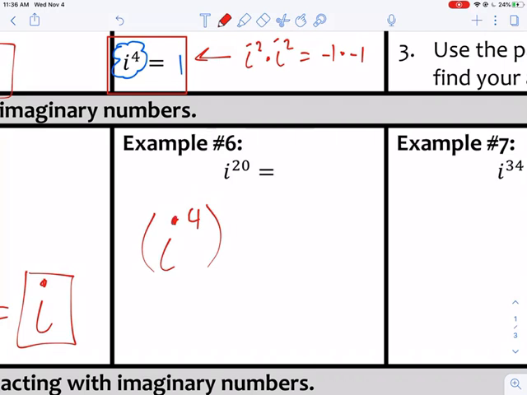I to the fourth power, how many times is 4 going into 20? This one does go in evenly. 4 times 5 is 20. And we don't have any remaining. So again, that just means I'm doing 1 to the 5th power, which is 1. So this problem would reduce to equal 1.